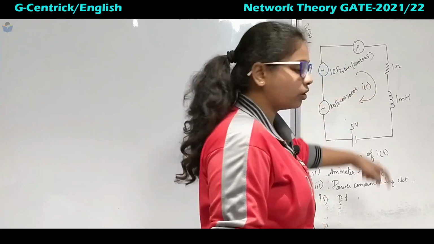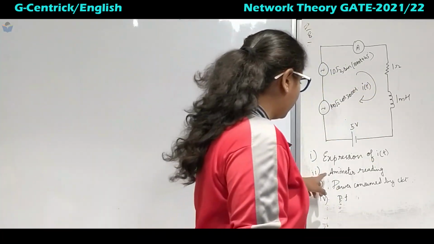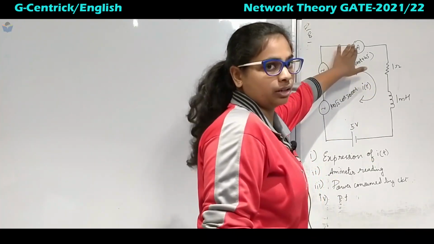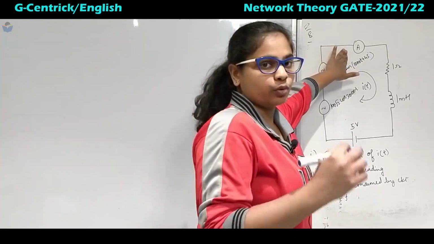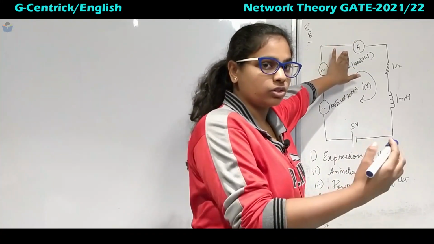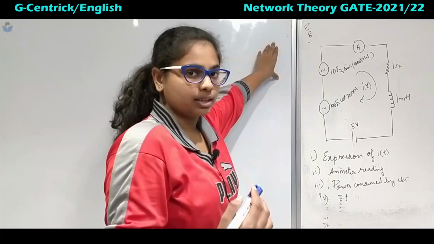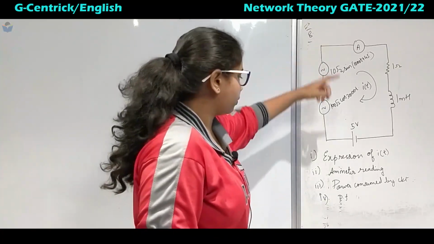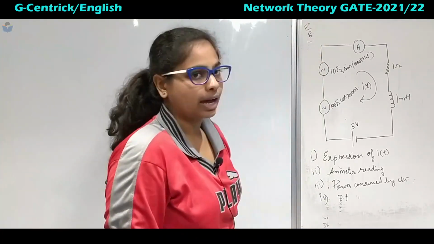First one is the expression for i(t). Then we have to find the ammeter reading. What type of current does this ammeter measure, average or maximum or RMS? It is RMS current. So from this expression we have to find I RMS.